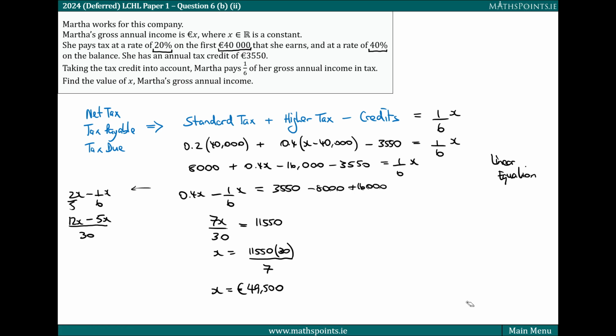So a nice worded algebra question, but students would need a little bit of knowledge about the difference between standard tax and higher tax and how tax credits work. Something very common to a Leaving Cert ordinary level student, but for a Leaving Cert higher level student, it's very important to look over that topic as well.